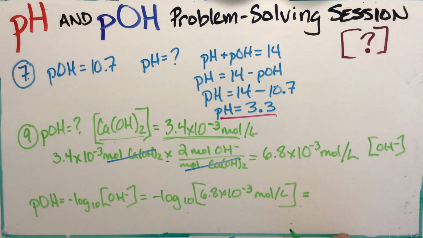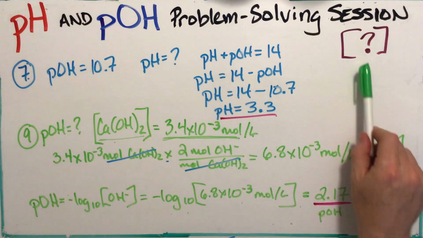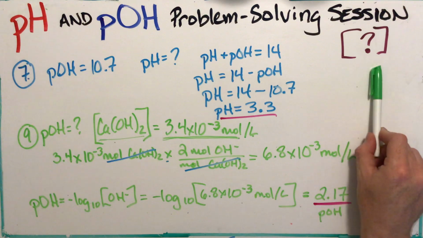And that is equal to 2.17. So that is my pOH. And that is your correct $1 million answer. All right. So, again, be careful of what their wording is for the concentration.